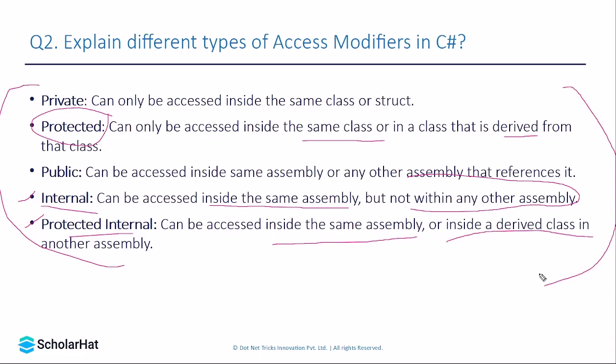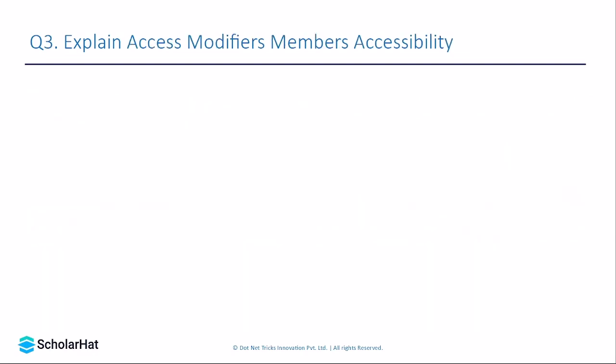So whenever you write code in C# programming, in each and every method, you will come across these access modifiers, and you have to choose which one to use as per your business requirement and your class designing hierarchy. So this is all about the access modifier. Now let's move to our next topic, that is, explain the access modifiers' accessibility.